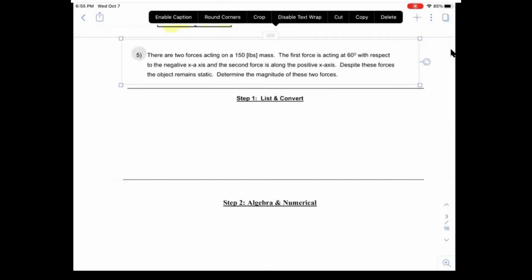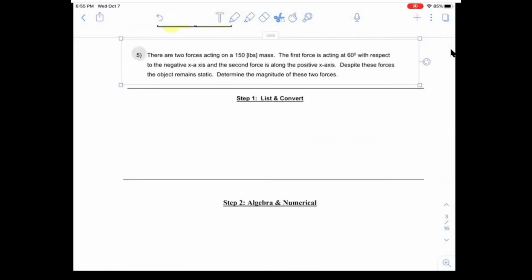Problem number 5. Okay, so let's take a look. So we got two forces acting on a mass. Okay, so here's the mass. And the first force acting on it at 60 degrees with respect to the negative x-axis. The second force is along the positive x-axis.